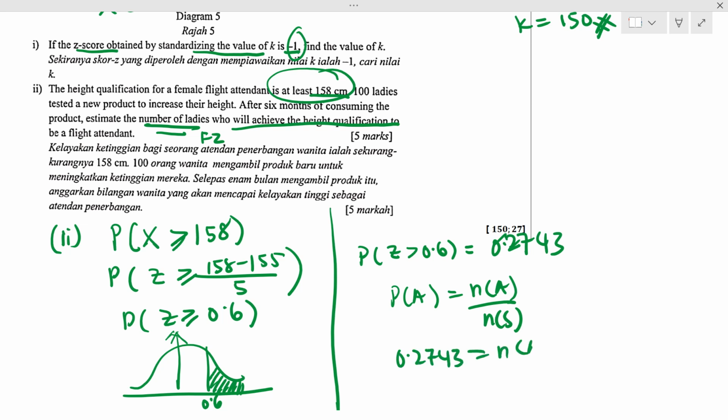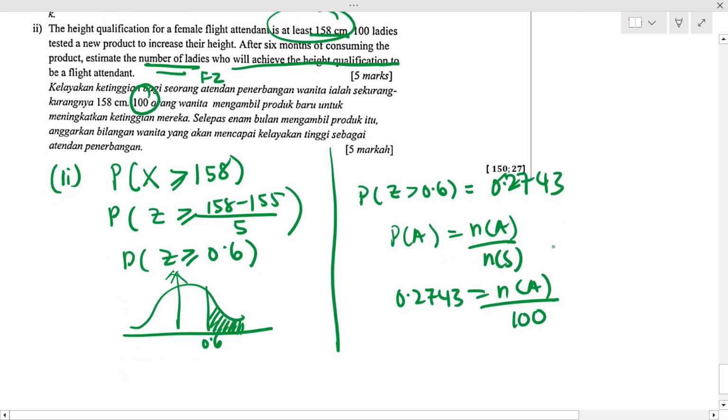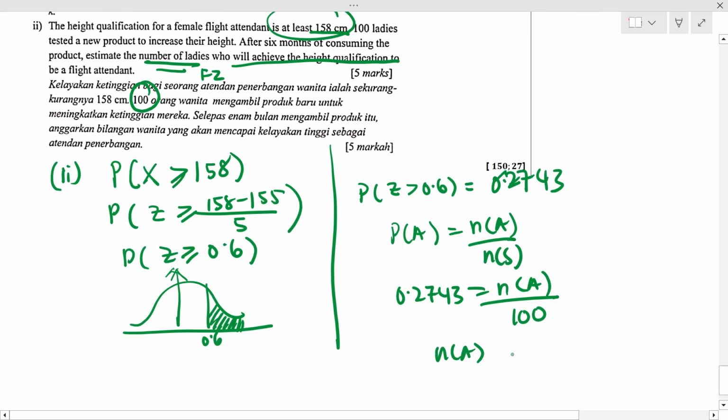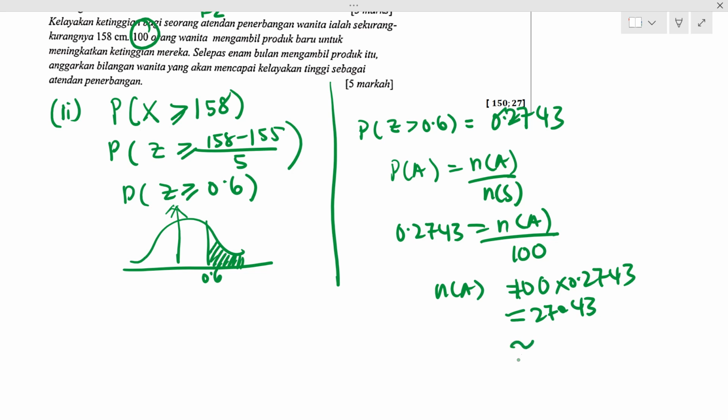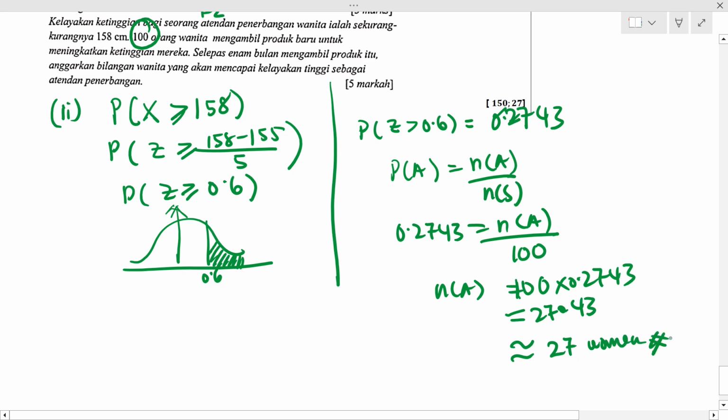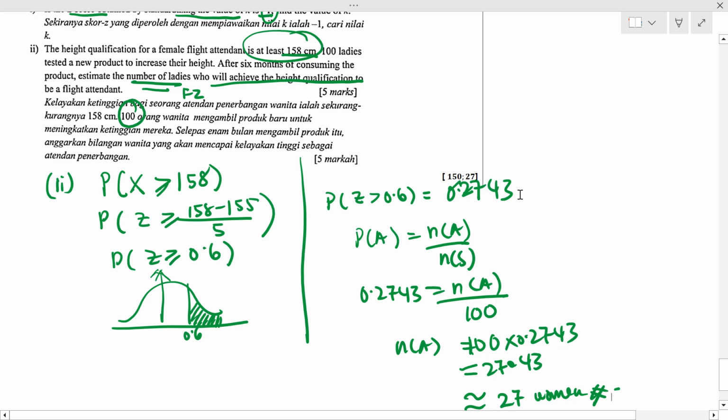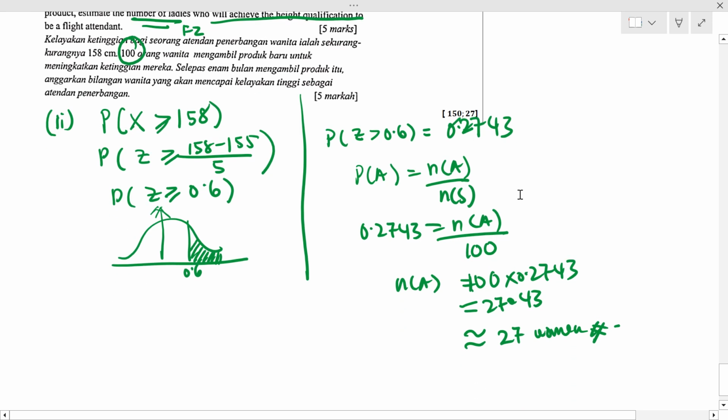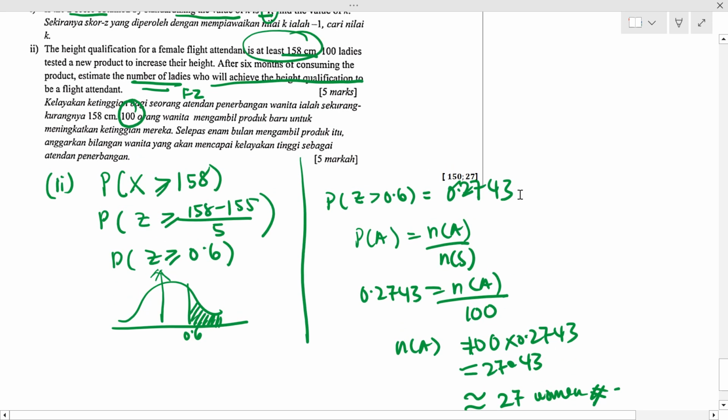We don't know the number of A, but the number of sample space is 100. So the number of A should be 100 multiplied by 0.2743. You should be getting 27.43, and we cannot have 27.43 ladies, so we round off to 27 women. Okay, quite straightforward. If you notice, I skipped question number 4, right?